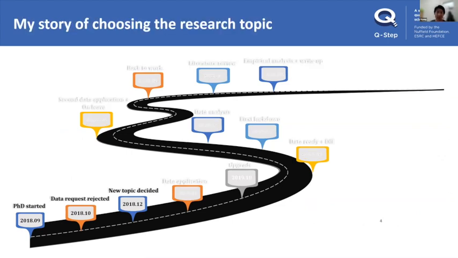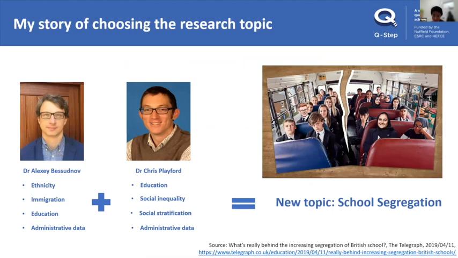As the roadmap shows, 3 months after I started my PhD program, I had to change the research topic due to the rejection of my initial data request. Then there have been several different sources helping me to find the new topic. First, my supervisors. They work in the area of ethnicity, immigrants, social equality, and both of them are experts in administrative data. A good topic covering all those areas and also supported by administrative data is school segregation.